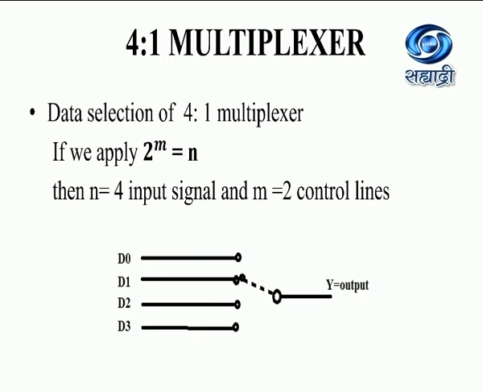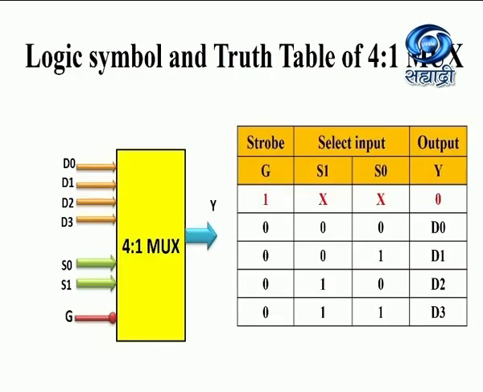So here is the data selection of 4:1 multiplexer. If we apply 2 raised to m is equal to n, then n is equal to 4 because the applied inputs are 4, and m is equal to 2 control lines, that is we have 2 control lines for this 4:1 MUX. This diagram shows the data selection of 4-bit multiplexer D0, D1, D2, D3. One output is connected to either of the data lines, it depends on the select lines.